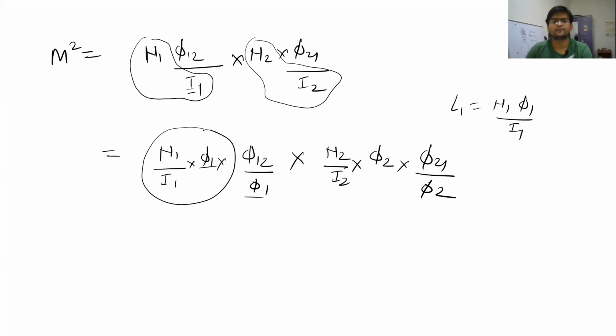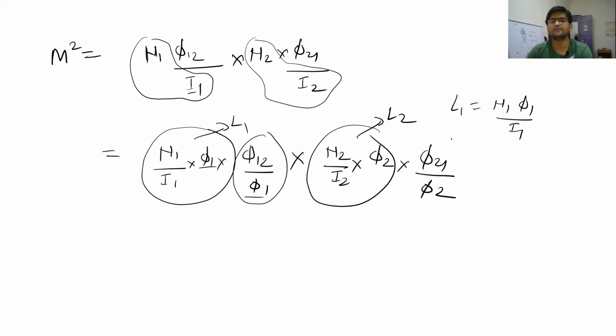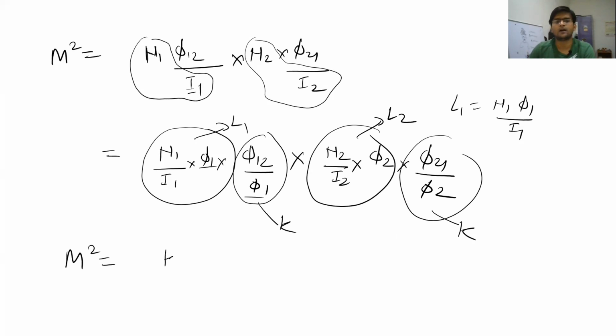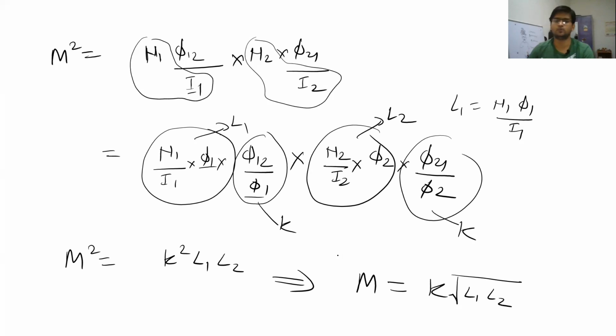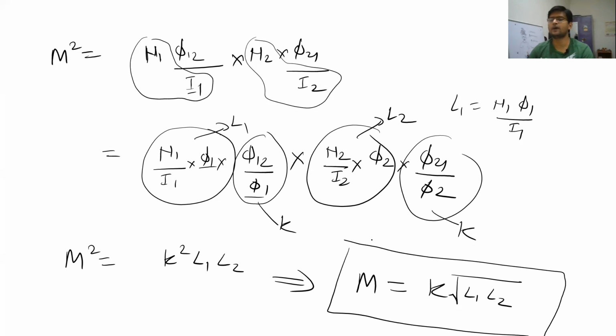So what is this? This is nothing but L1. What is this? This is nothing but L2. And can you tell me what is this and this? This is nothing but your K values. This was K1 and K2 and both are the same. So these are your coupling factor K values. So you will finally get M square is equal to K square L1 L2, or you can say that the mutual inductance will be equal to K times the square root of L1 L2. So for any pair of coils, this relationship always holds.